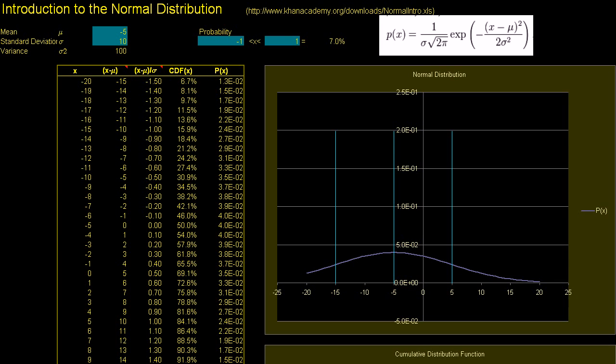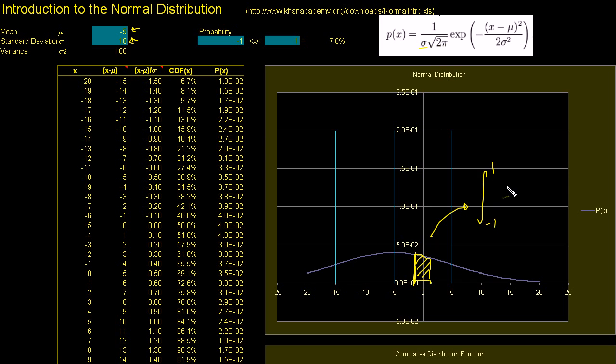So let me get the screen draw tool. What did I just do? This between -1 and 1, and I'll show you behind the scenes what Excel is doing. We're going from -1, which is roughly right here, to 1, and we're calculating the area under the curve. Or for those of you who know calculus, we're calculating the integral from -1 to 1 of this function where the standard deviation is 10 and the mean is -5. And actually, let me put that in.